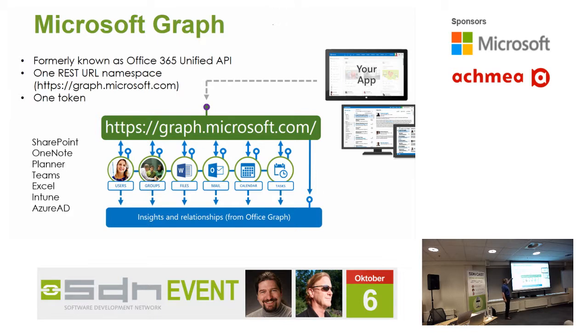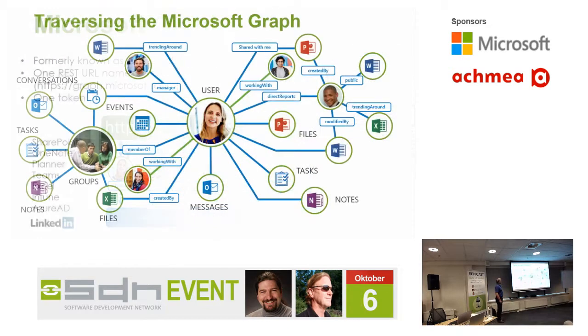More SharePoint data, OneNote, Planner. Anybody use Planner? I quite like it actually. Trello is a sort of a similar product to that. Teams, Microsoft Teams. Excel as an endpoint, Intune, Azure AD, and not yet, but I wouldn't be surprised if at some point LinkedIn, all that data was available through here, but that's not available yet, although you could get to it, I suppose, through their own endpoint.